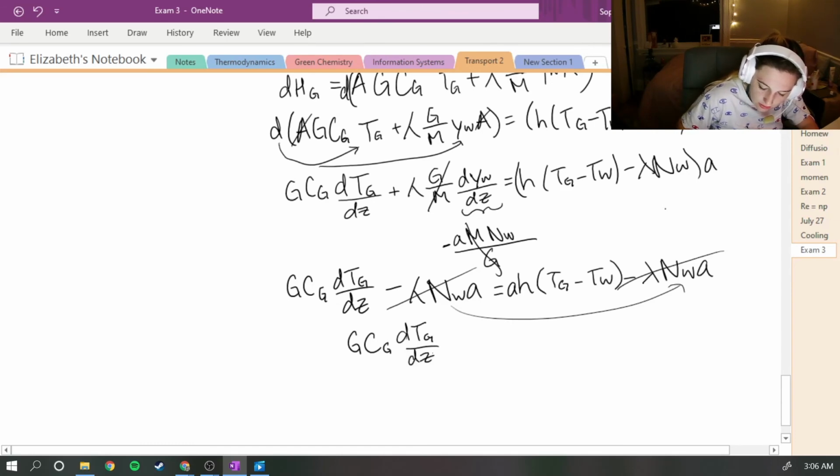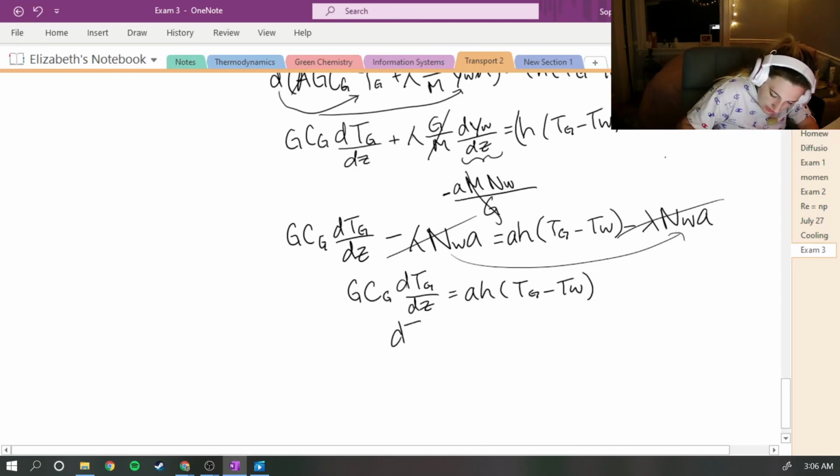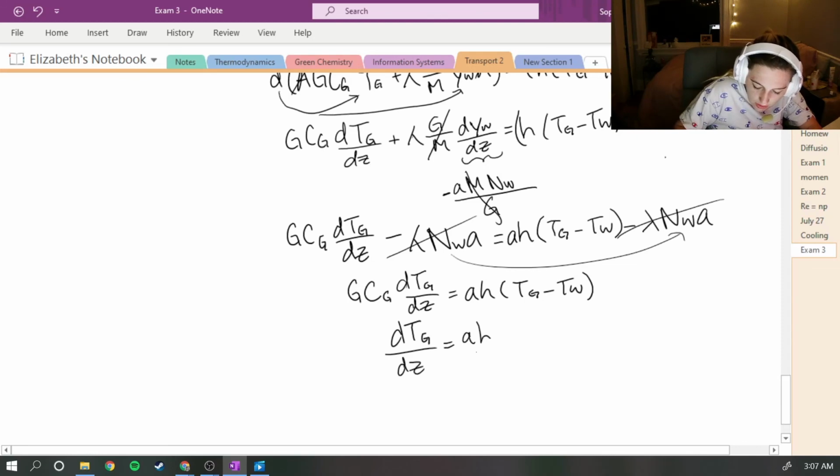So now we have this equals this. And this is what we want to end up with: our change in temperature of the gas throughout the cooling tower, which is equal to the specific area times the heat transfer coefficient over the gas mass flow rate times the specific heat capacity, times the temperature of the gas minus the temperature of the water.